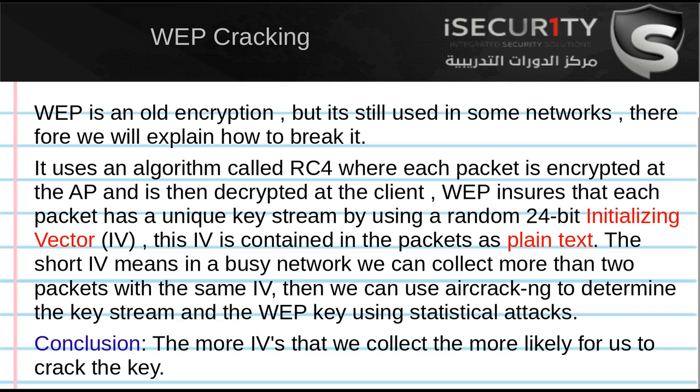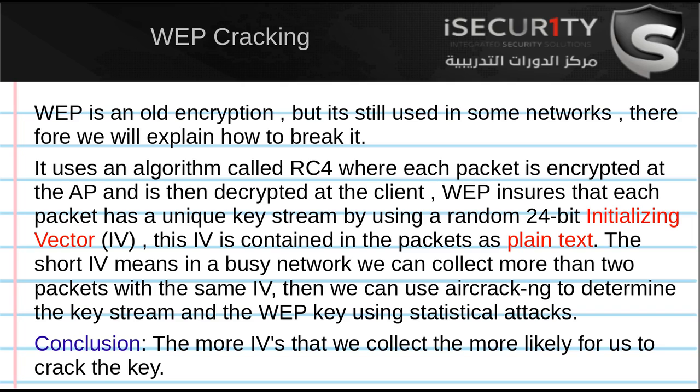WEP encryption uses an algorithm called RC4. Each packet is encrypted at the access point and then it's sent to the air. Once the client receives it, since the client has the key, it will be able to decrypt the packet and read the information inside it.